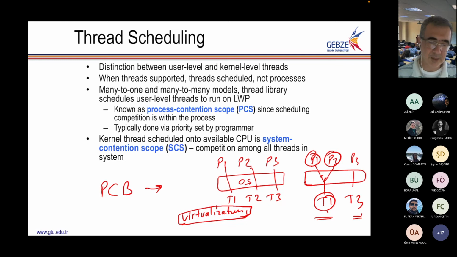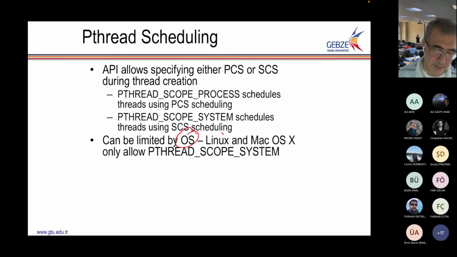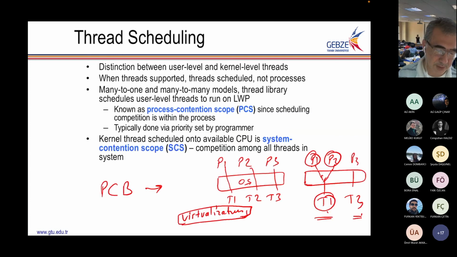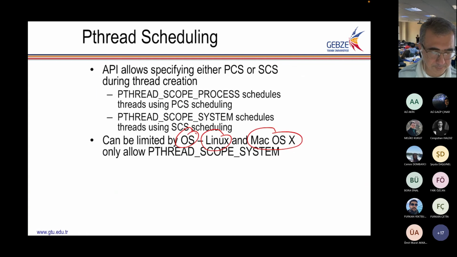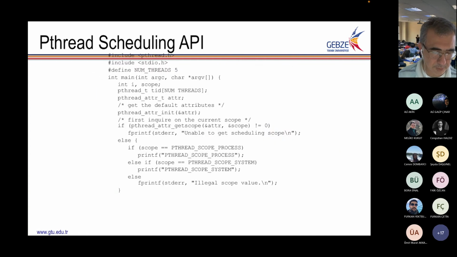POSIX threads are one example. Linux and Mac OS X allow POSIX threads, although limited. There is a scope system, process contention scope, and many-to-one and many-to-many models, as I said, are available. Let's move on.